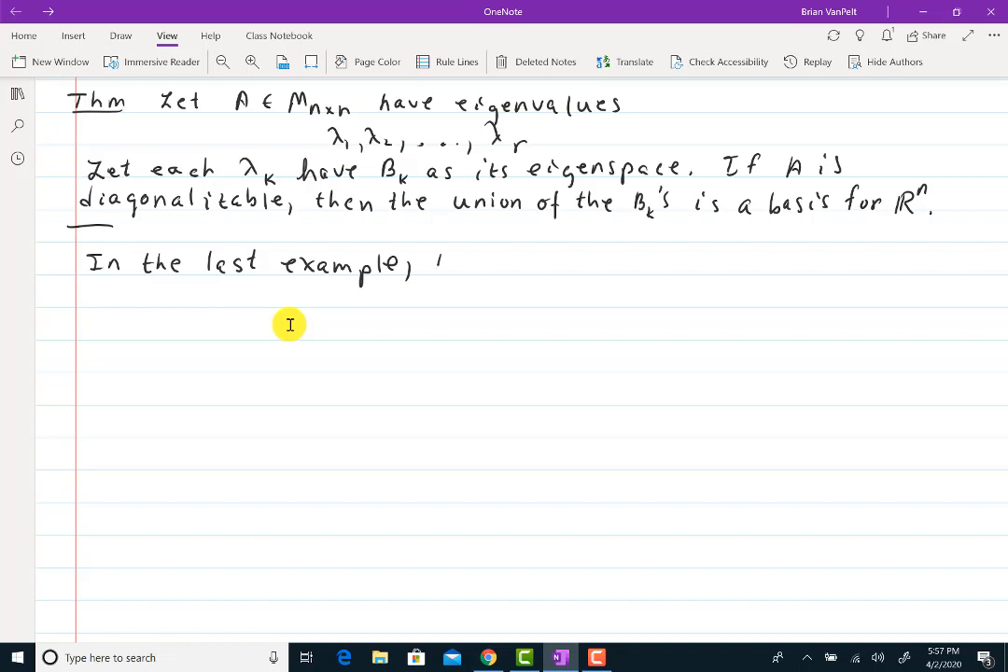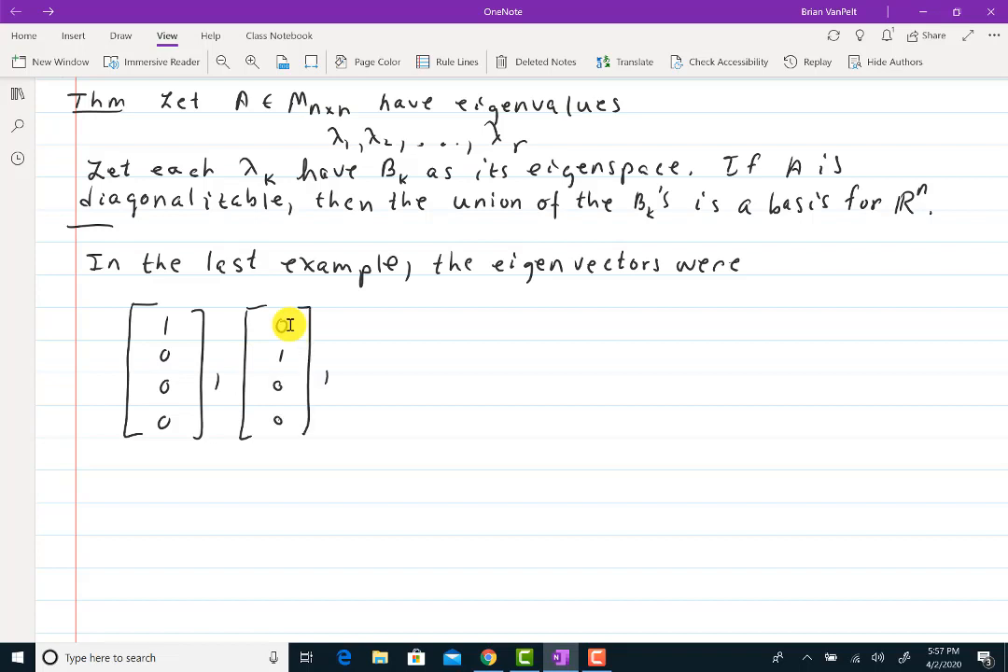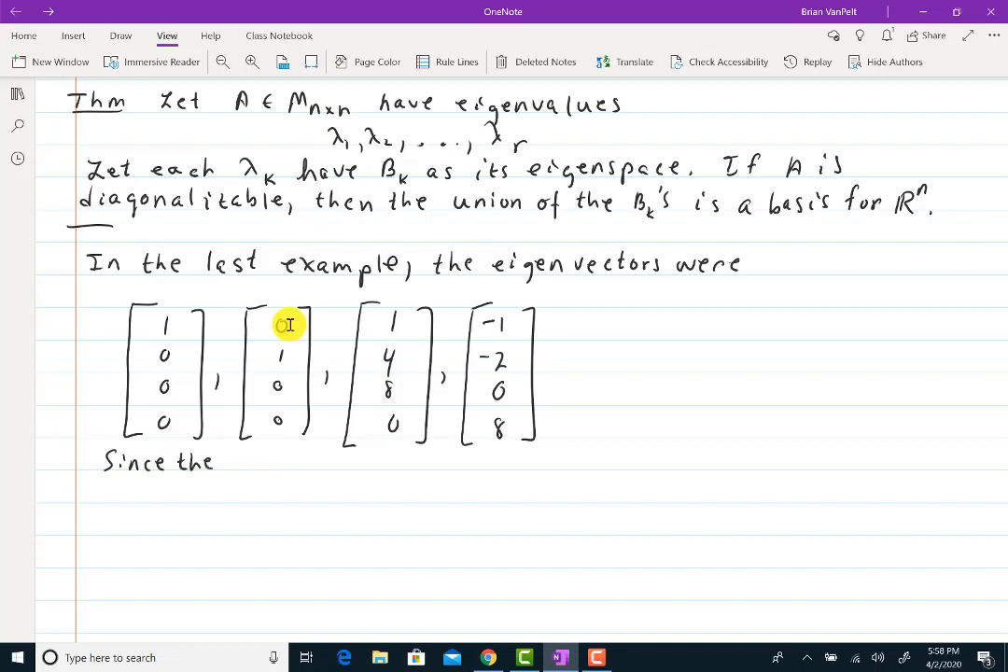In the last example, the eigenvectors, notice that there's 4 linearly independent eigenvectors. So since they are linearly independent, they form a basis for our n. And the n in this case is 4.